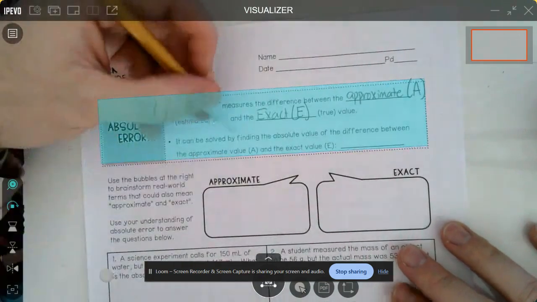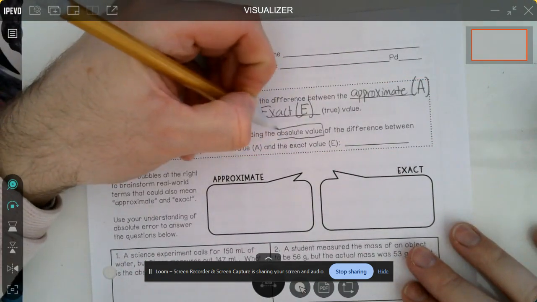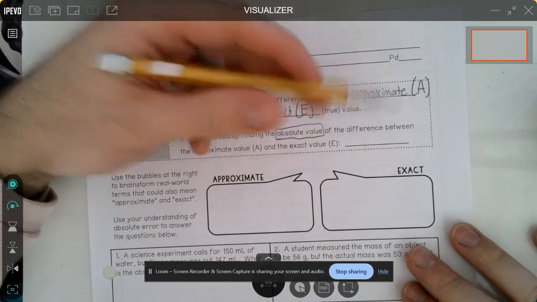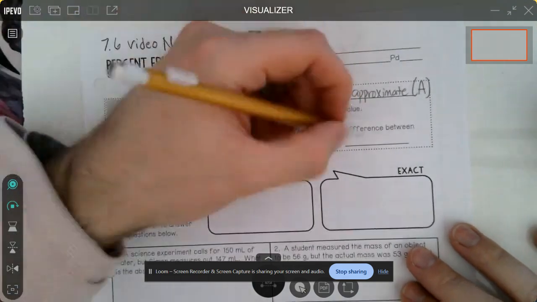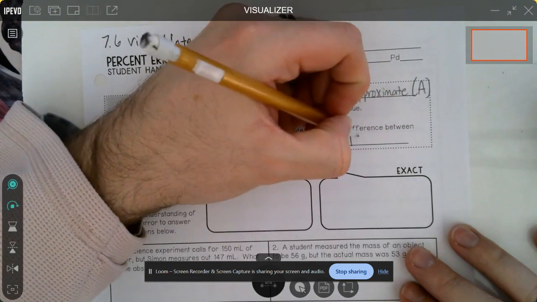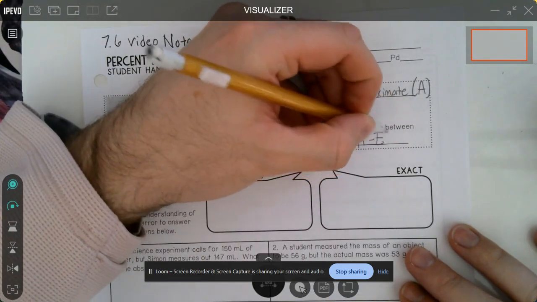Okay? It can be solved by finding the absolute value of the difference, which is subtraction, between the approximate value A and the exact value E. So this can be shown with the absolute value of A minus E.